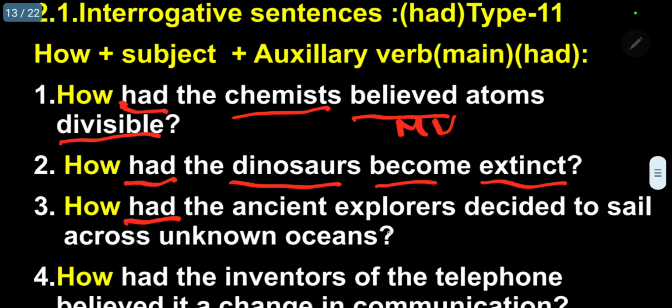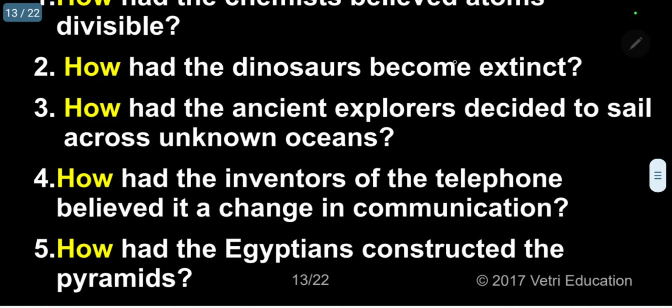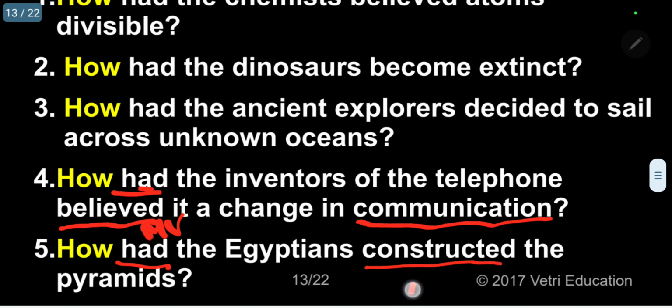How had the ancient explorers decided to sail across unknown oceans? Decided is the main verb, had is the auxiliary. And how had the inventors of the telephone believed it a change in communication? Believed is the main verb, had is the auxiliary. How had the Egyptians constructed the pyramids? Constructed is the main verb, had is the auxiliary.